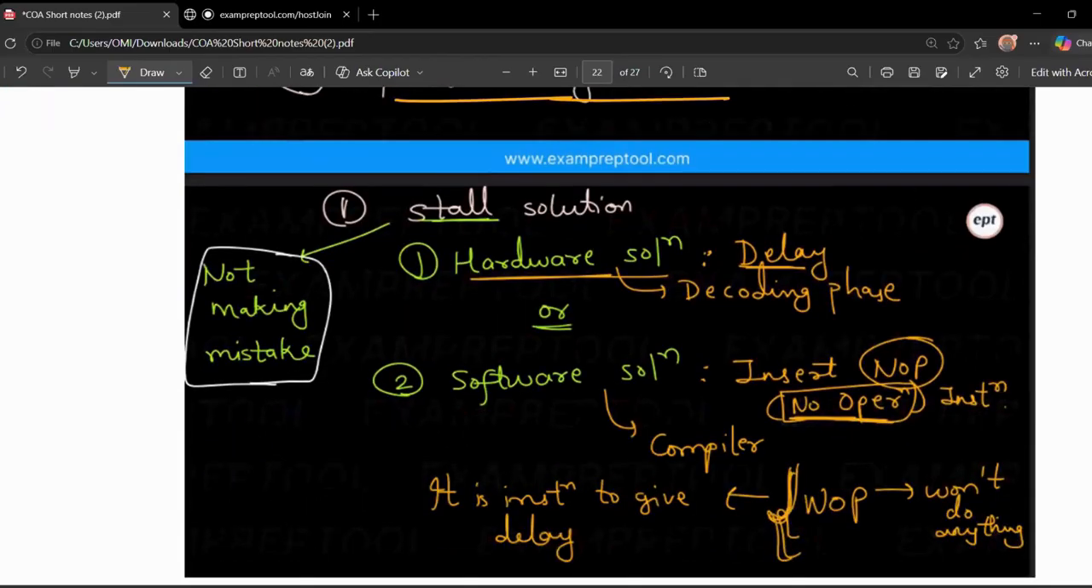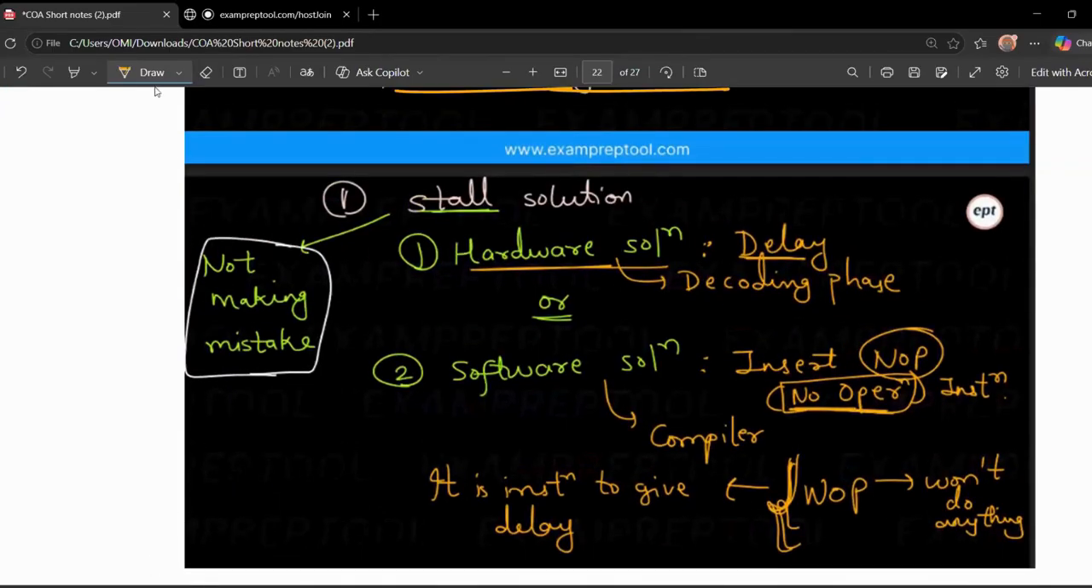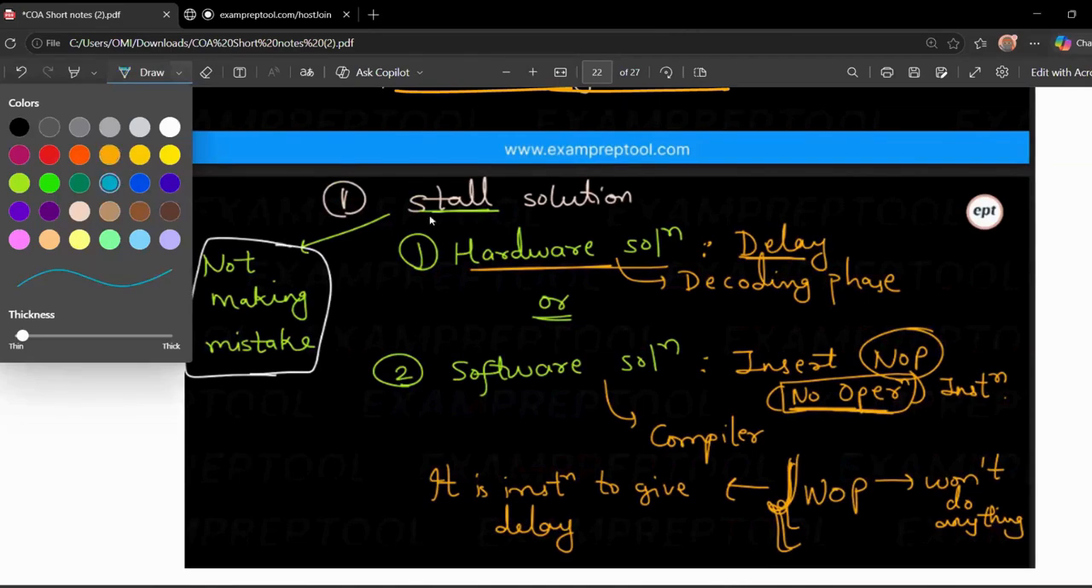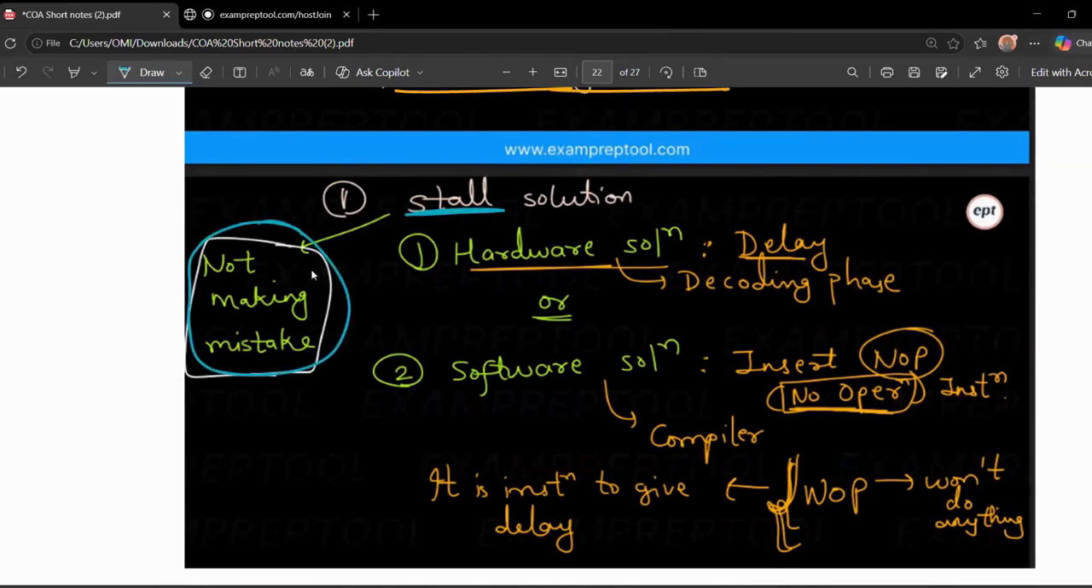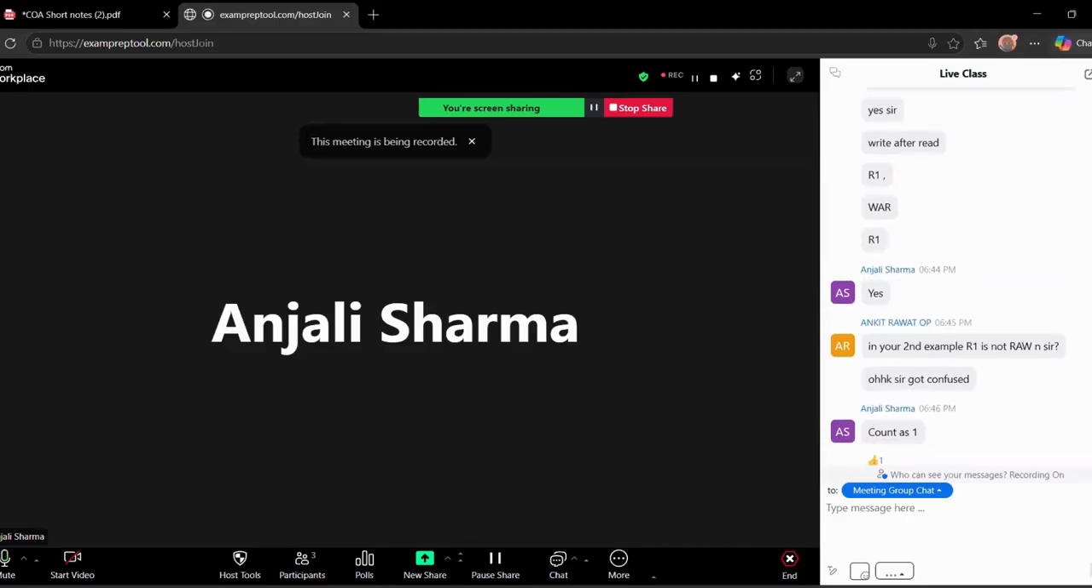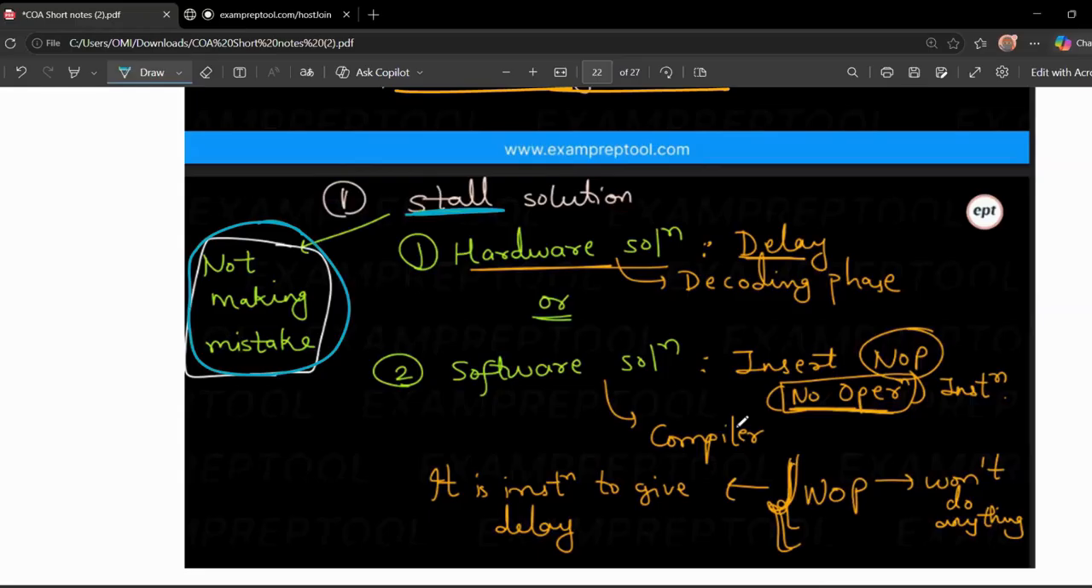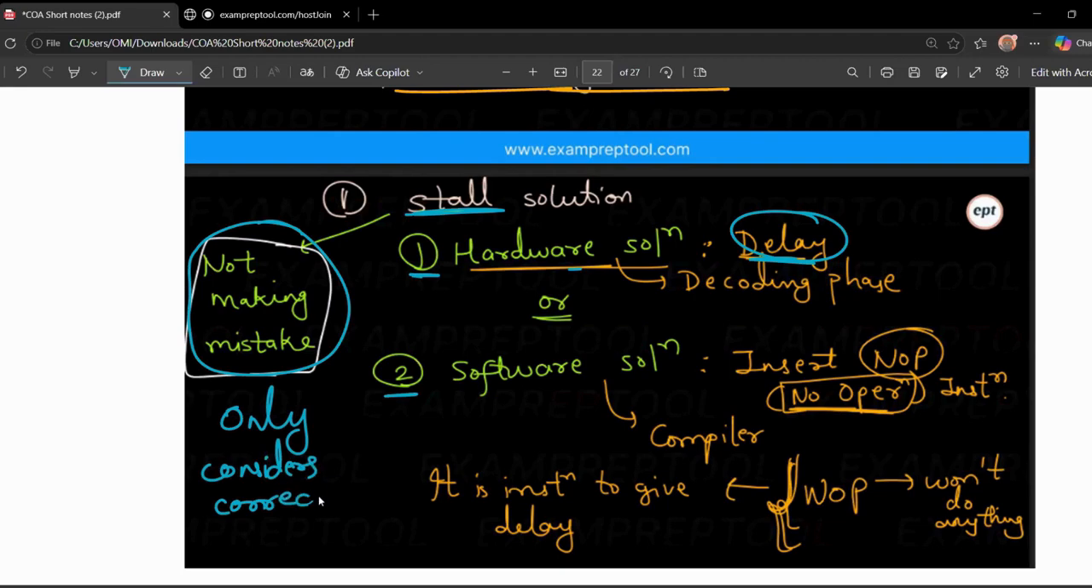Now, what is the stall solution? The stall solution is the not-making-mistake solution. In this solution, we are not making the mistake. There are two ways: one is hardware way, one is software way. The hardware solution is delay. We introduce the delay, and we only consider the correct value.